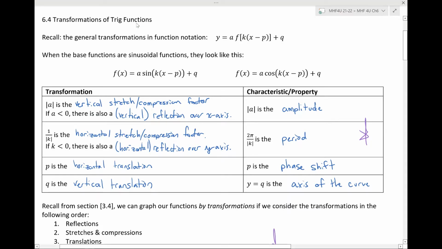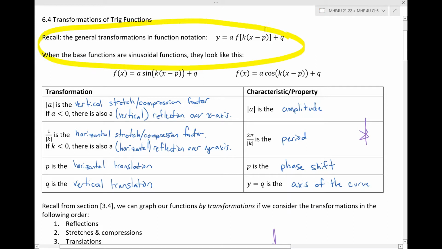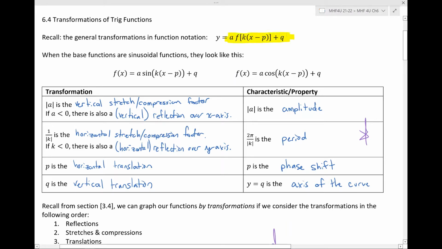Okay, so first off, we're just working with equations that we've already seen before in this course. You'll notice the general equation for transformations in function notation. We've seen this already, most recently in section 3.4, but we also worked on this in chapter 1, where we have our A, K, P, and Q values to represent our transformations that are being applied to our base function. In this case, our base function would be given by f of x.